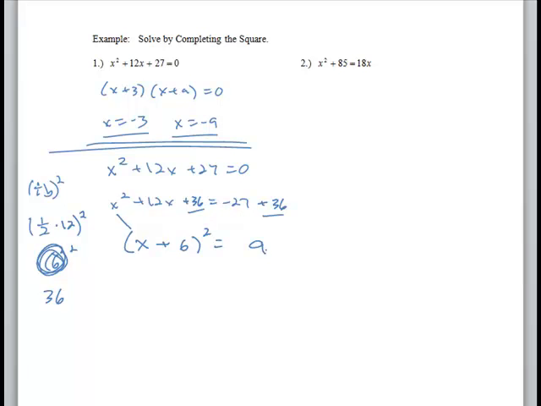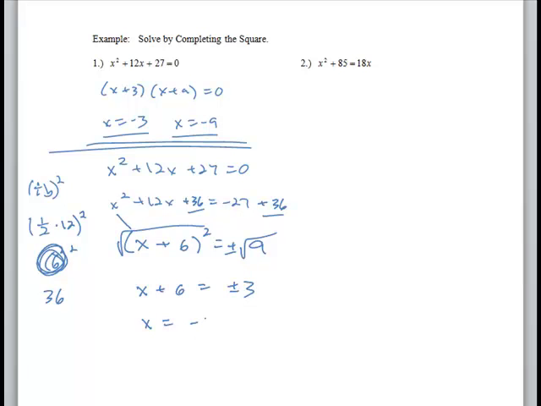Simplify the right hand side, becomes 9. So now all the variables are being squared. In other words, we can continue solving the equation by extracting the roots. Take the square root of both sides, not forgetting your plus or minus. We're left with x plus 6 is equal to plus or minus 3.